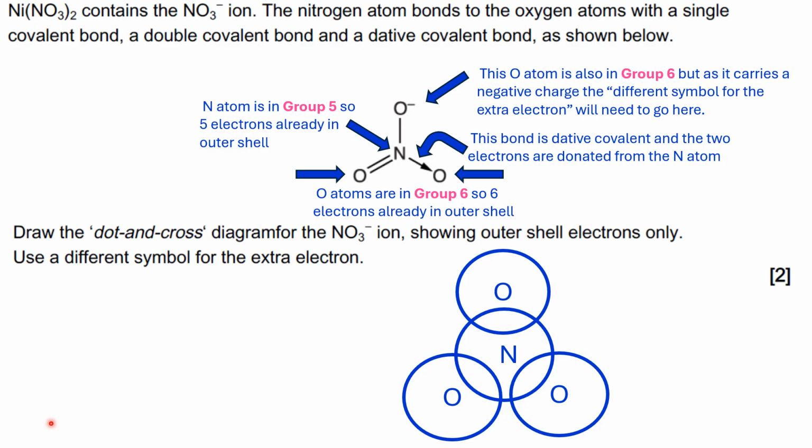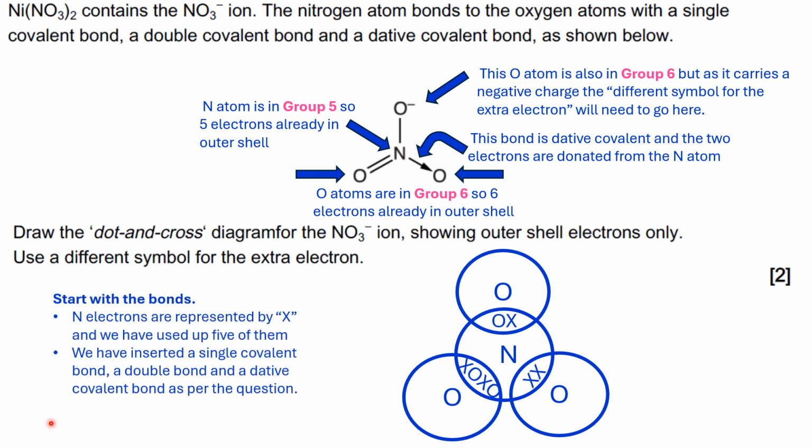So the first thing to do is to tackle the nitrogen. I've put in the things that are in the question. I've got my double bond down here. I've got my dative covalent bond here. And I've got my normal single covalent bond at the top.